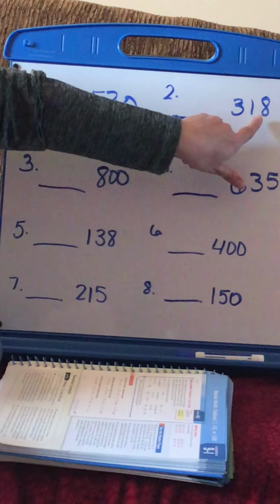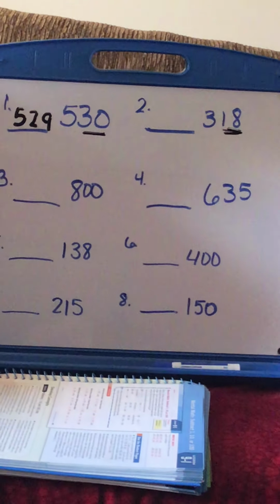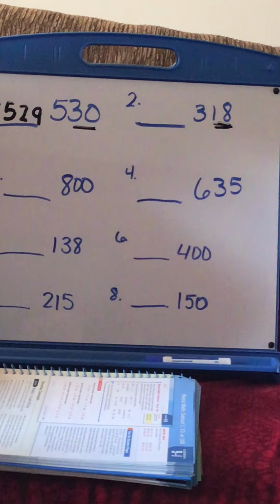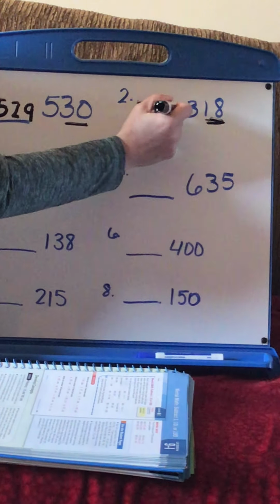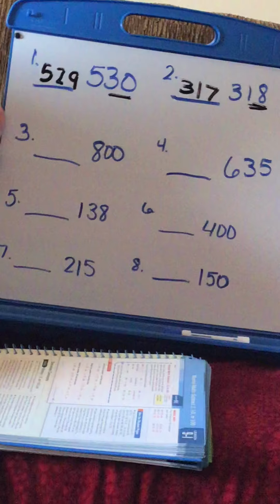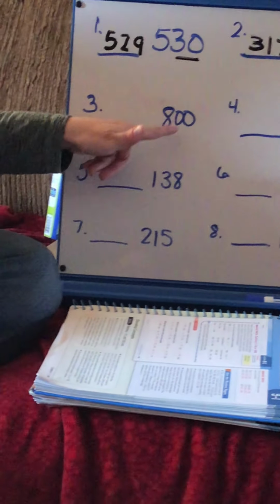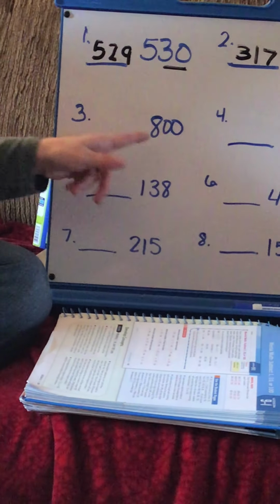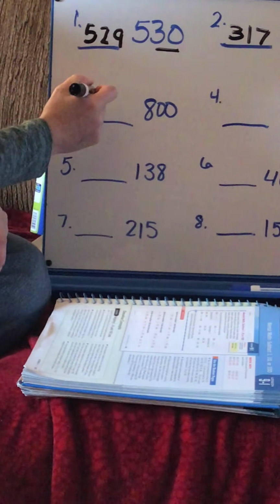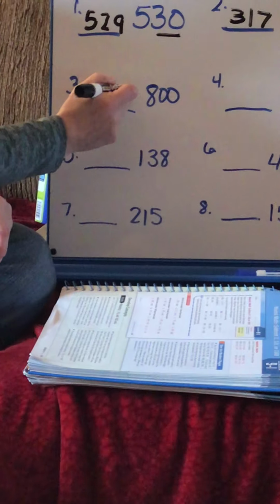Number 2, I have 318. I'm going to look at 18. What number comes before 18? 17. Again, I'm going to keep my hundreds the same, so it's 317. Right? Number 3 is a little tricky because it's 800, and we have to come up with a number that comes right before 800. Well, the number that comes before 8 is 7. And actually before the 2 zeros, it would be 99. So 799.